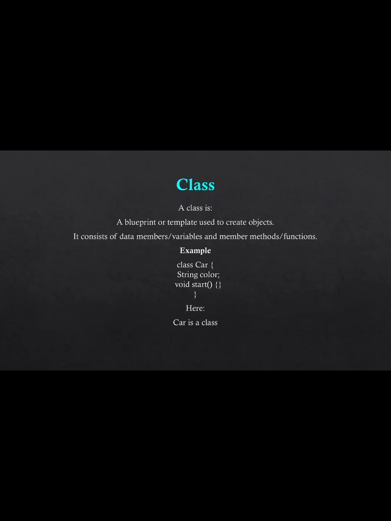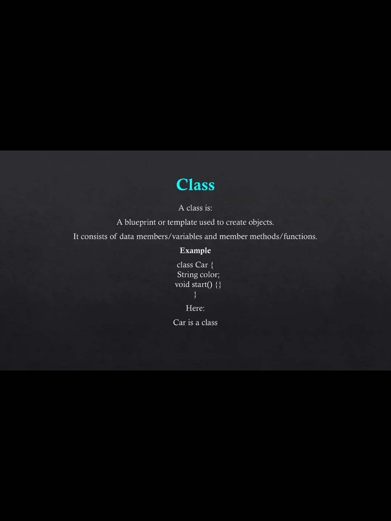Now, what is a class? In the previous video, as I have already told you, a class is nothing but a blueprint using which we can create many objects. What does a class consist of? A class consists of data members or variables and member methods or functions. So a class is nothing but a combination of data members and member methods together.